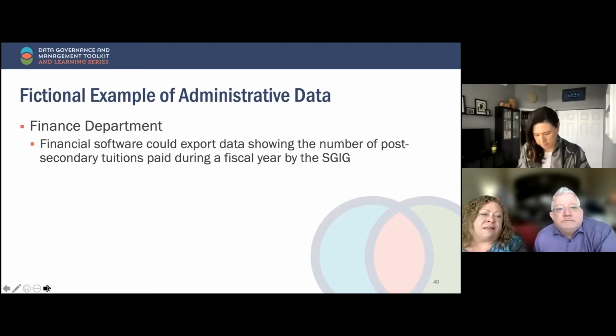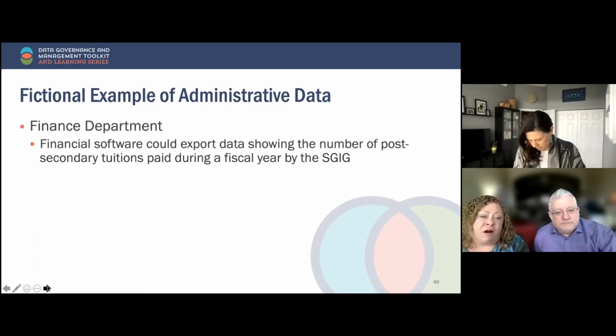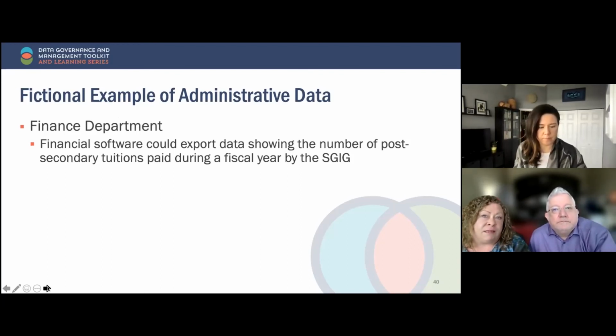So let's think about where we could find well-being data. So I have an example for you. What we're going to be looking for is the number of post-secondary tuitions that are paid for during a fiscal year. So let's assume that an Indigenous government wants to know how many of their citizens received post-secondary funding. Now, this is coming out of the executive director doing a risk analysis of what percentage of her staff are set to retire within the next 5 years.